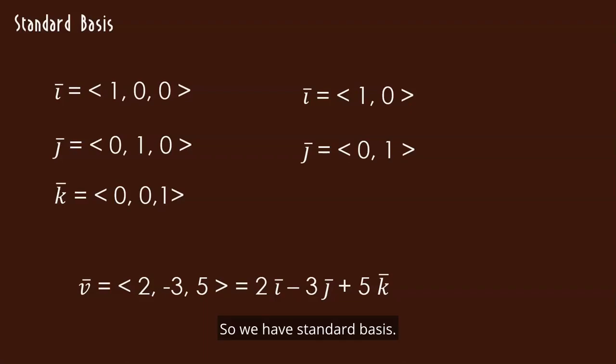So we have the standard basis. We know how to find the length of a vector, but sometimes we want our vector to be of length 1. I just want to keep the direction, but I still want the vector to be of length 1. How do we do this?